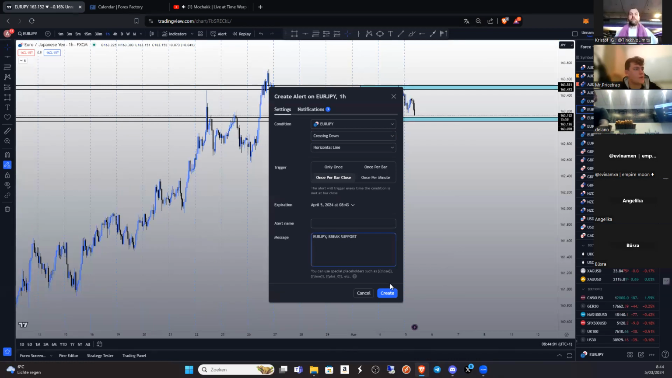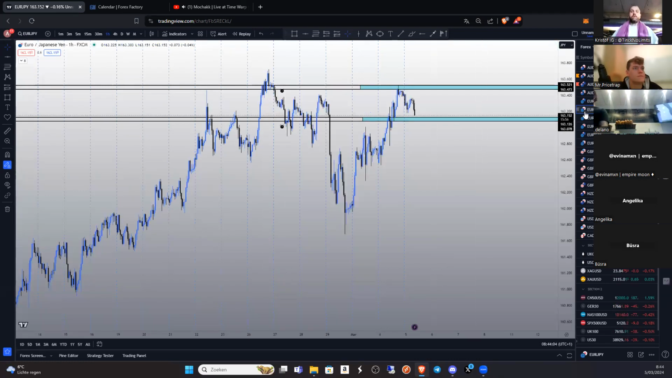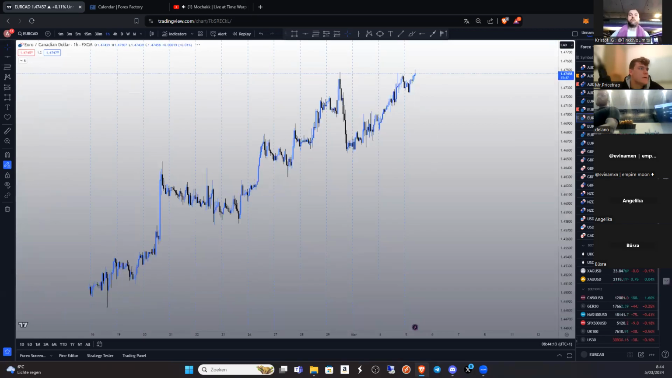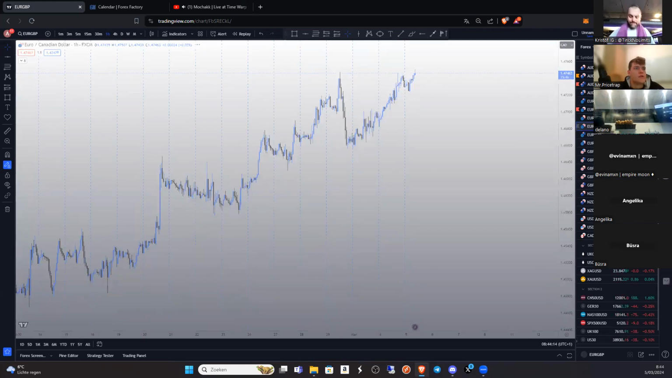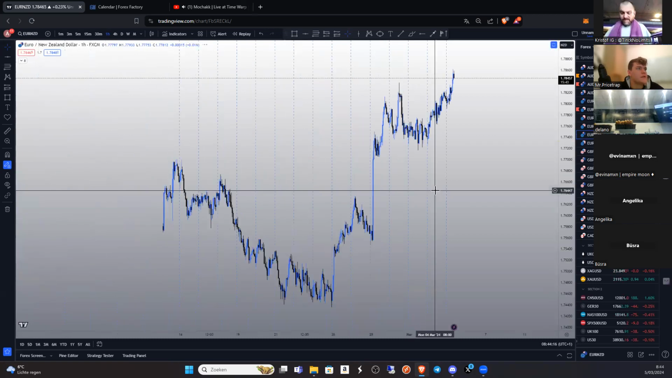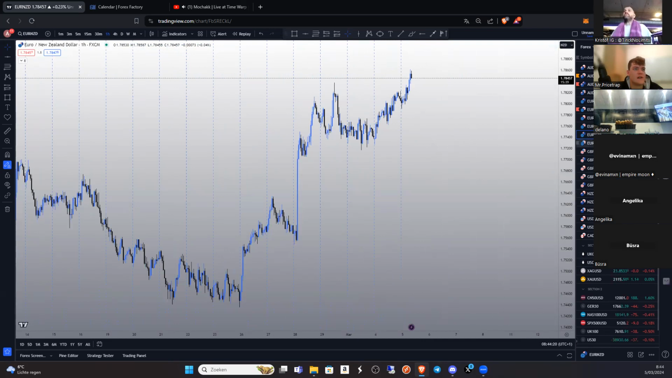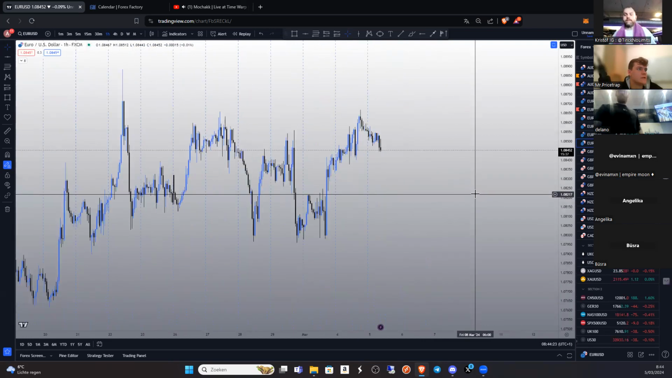Break support. There we go. Did you also trap it like that? Euro JPY? Euro Canadian, I don't like it. Way too messy. Euro NZD? Nah, I'm gonna leave it alone.